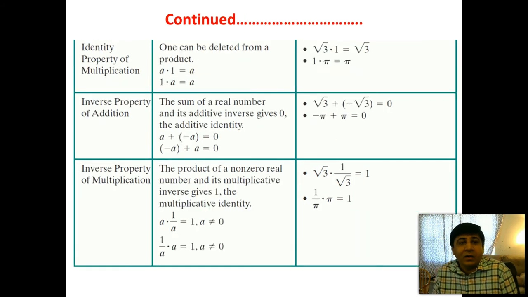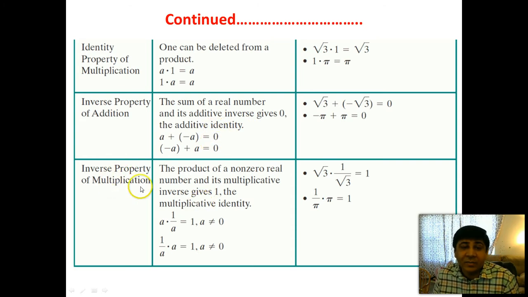Last three properties are about multiplication here. The identity property of multiplication is, if you multiply anything with 1, it remains the same, as we know already. If you multiply a with 1, or 1 with a, it will still be a. And the inverse property of addition is anything which you add to a given number that produces 0. This is called the additive inverse as well.